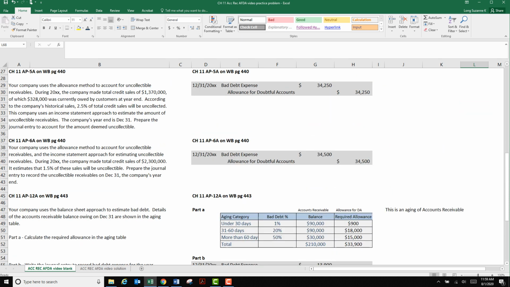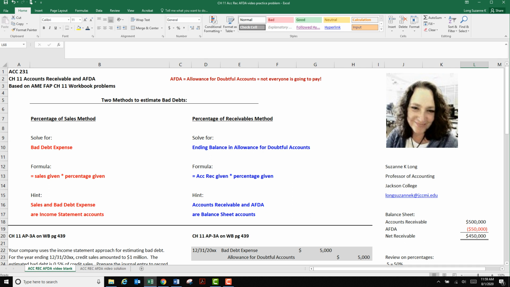So two methods, two things to consider here. I would definitely start with percentage of sales and just kind of, like a warm-up. Get that in you. That's the easier one, maybe the more straightforward one. And then move on to the percentage of receivables. And remember, they're separate. And you're solving for two different things.